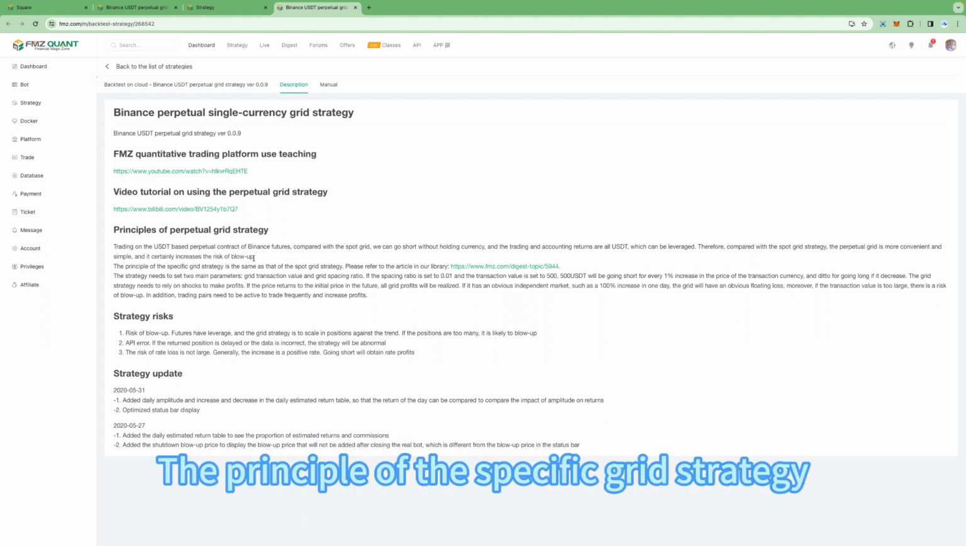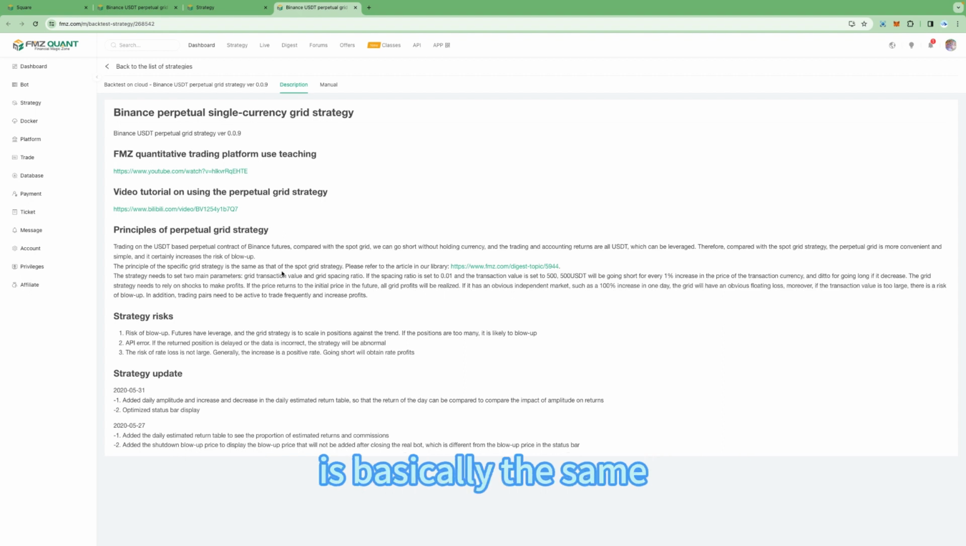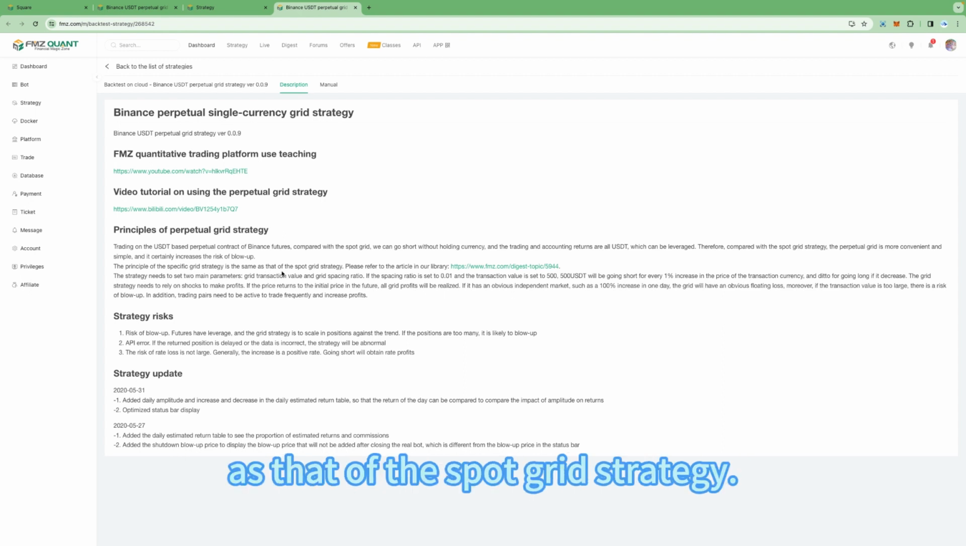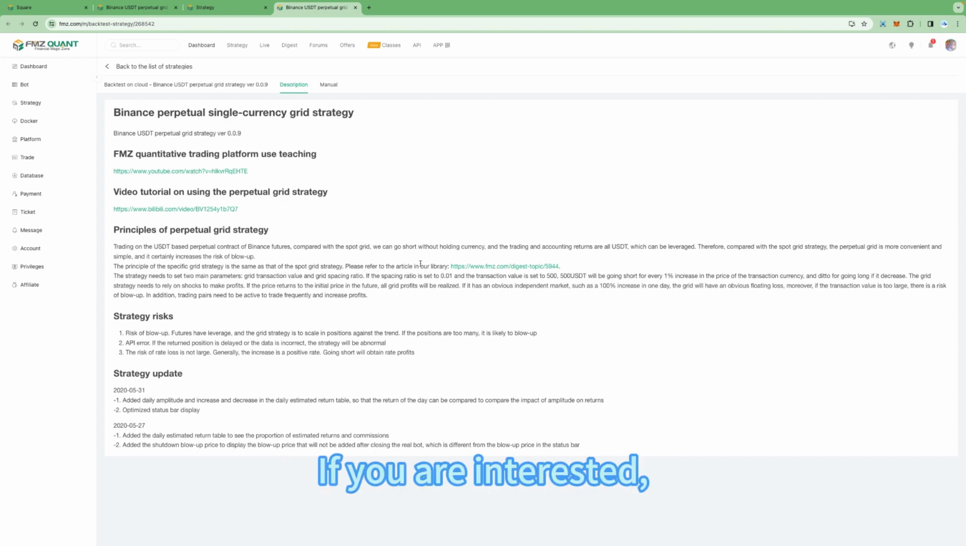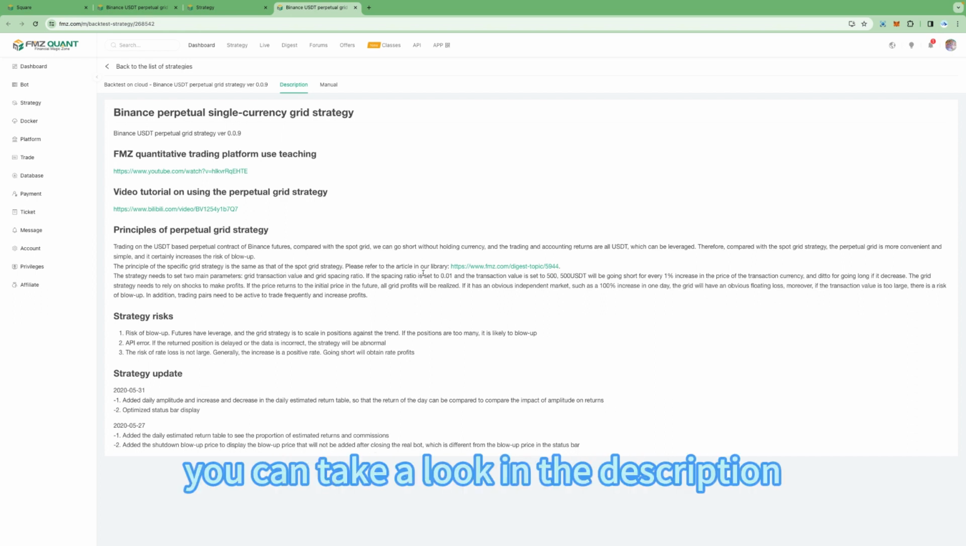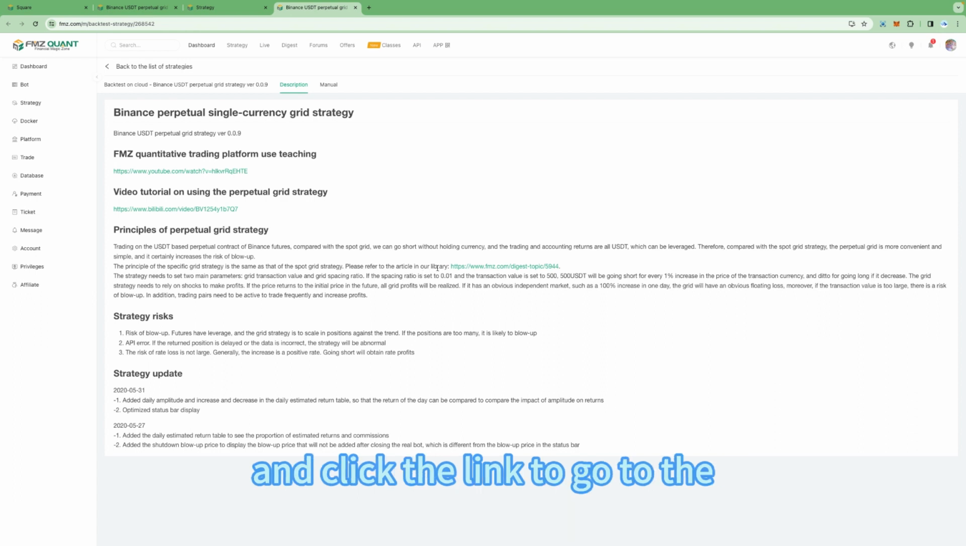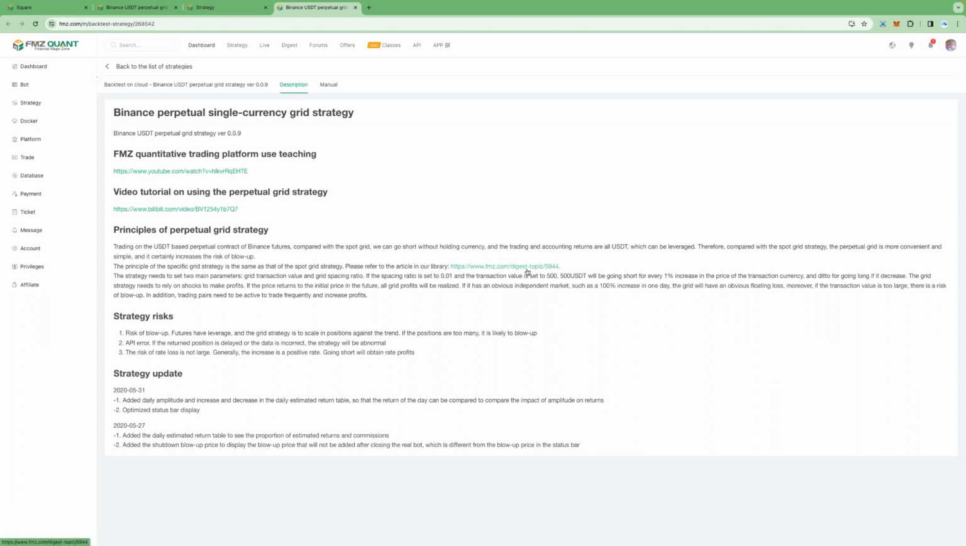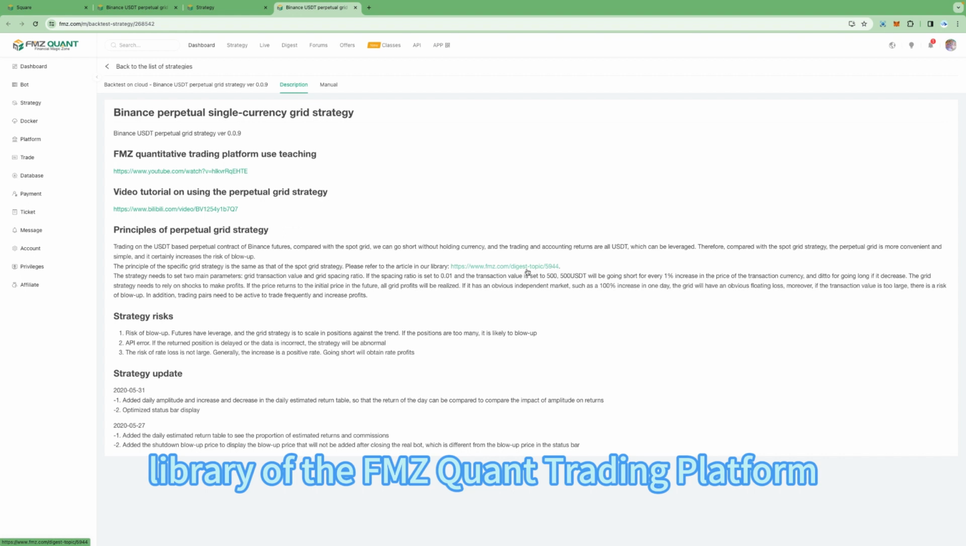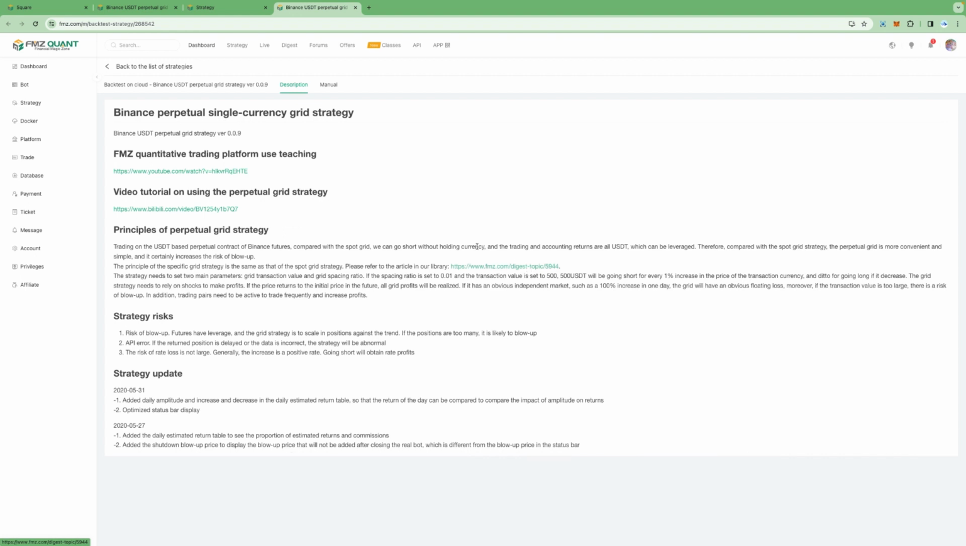The principle of the specific grid strategy is basically the same as that of the spot grid strategy. If you are interested, you can take a look in the description and click the link to go to the library of the FMZ Quant Trading Platform to view this article.